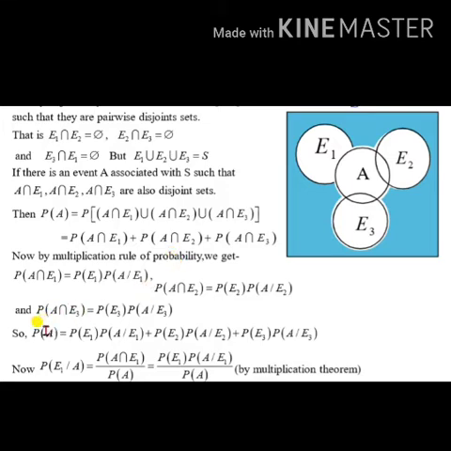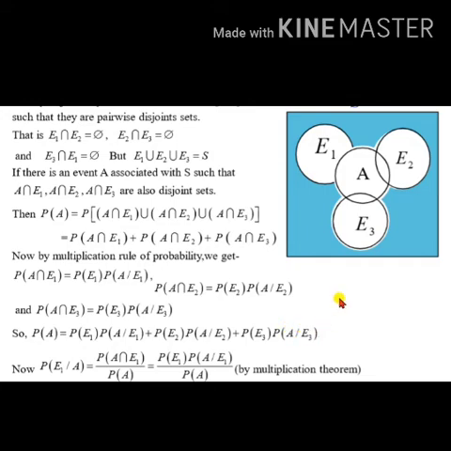Now this probability of A can be expressed in this form. How can we get this? By writing the probabilities of these three intersections in this step, we get the probability of A equal to this step. So I can explain: probability of E1 into probability of A by E1, plus probability of E2 into probability of A by E2, plus probability of E3 into probability of A by E3.